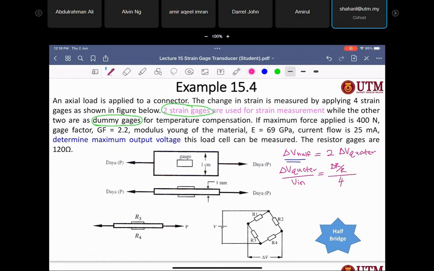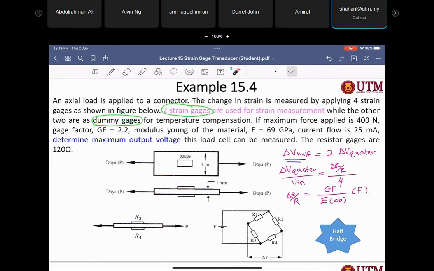Okay, and then we can get the formula for the load cell: delta R over R equals gauge factor over Young's modulus, times AB, times the force. Okay, all right, so we already get this one. So the concept is, in order to find the delta V half, we need to find the delta V quarter. In order to find the delta V quarter, we need to find the delta R over R. In order to find the delta R over R, we can find all these things.